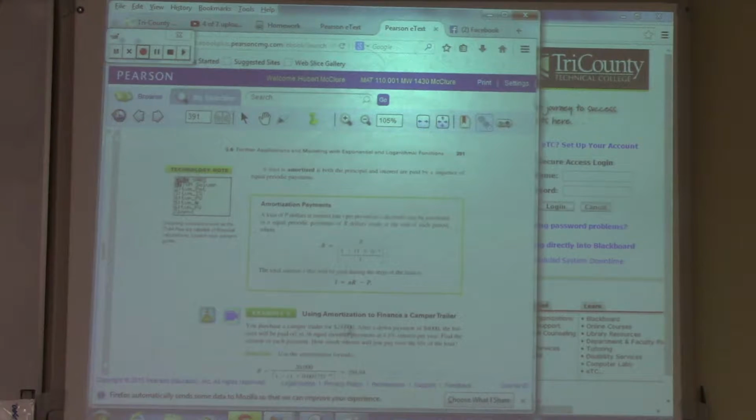All right, I get $24,000. So we buy something for $24,000, and we pay $4,000. The balance will be paid off at 36 equal monthly installments at 4.5%. So write that down.